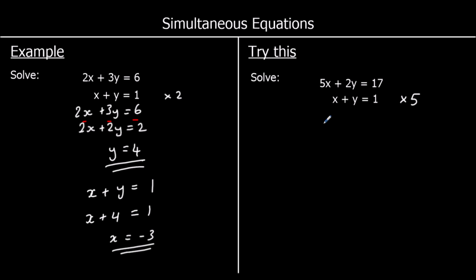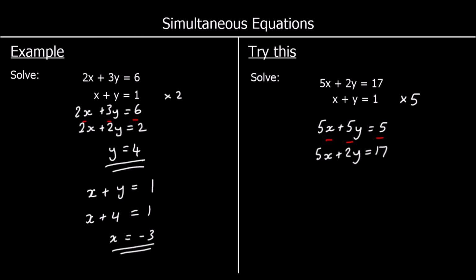So I'm going to multiply this by 5. So I've got 5x plus 5y equals 5. I'm multiplying every term by 5. And I'm going to rewrite my first equation. And now my x's are the same.